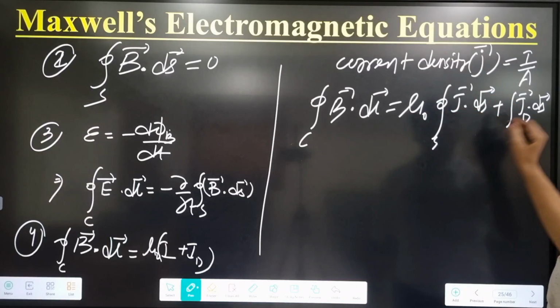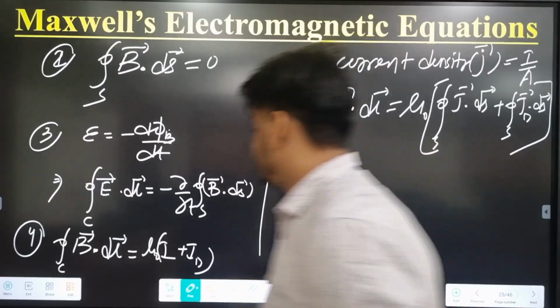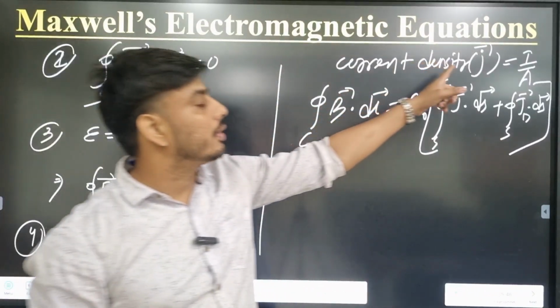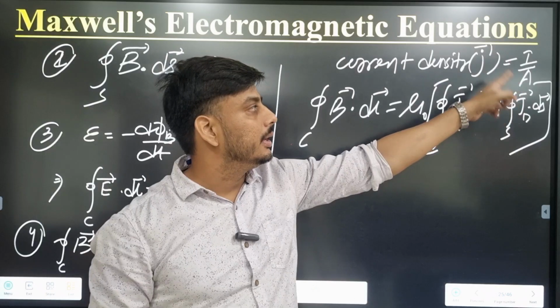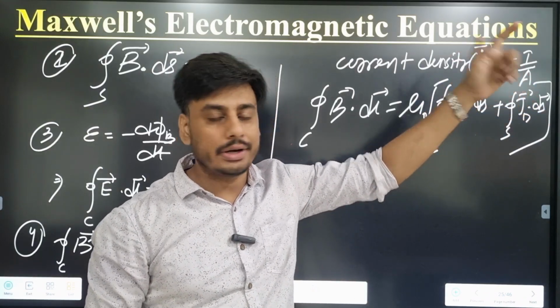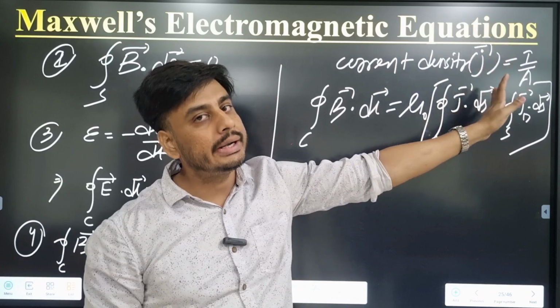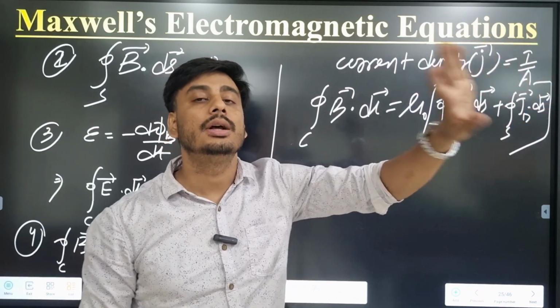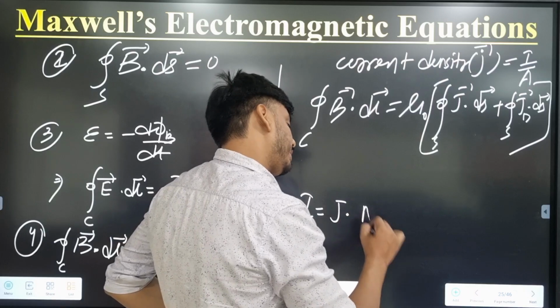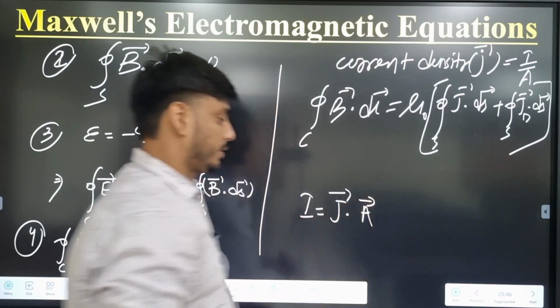This is integration over S. See how I have changed that. Current equals current density, J equals I by A, so I equals J dot A, because J is a vector quantity, area is a vector quantity, and current is a scalar quantity. So the dot product of current density and area gives us the current. I is always equal to J dot A, the dot product.